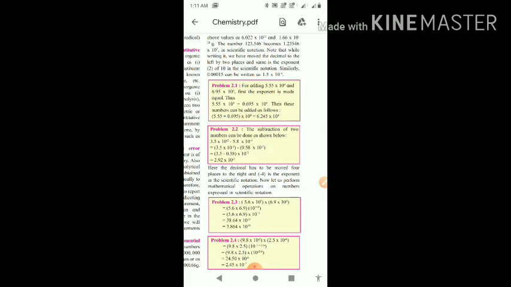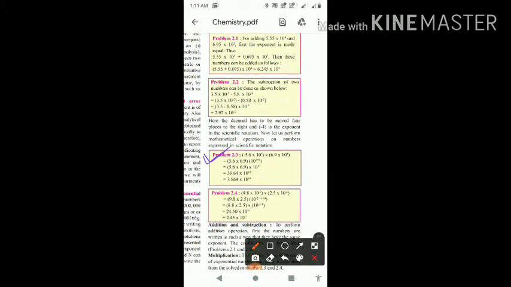Okay, so after this example, let us start with example 2.3. Here multiplication of two numbers is there. First one is 5.6 into 10 raised to 5, and second one is 6.9 into 10 raised to 8. As we all know, when multiplication is there, we have to add the powers. It is a very easy, basic thing. So 5.6 into 6.9 into 10 raised to 5 plus 8, it becomes 10 raised to 13, and here I will get the product.